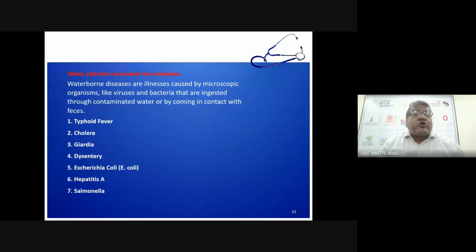The next is water pollution and waterborne diseases. This is a very long topic. So, waterborne diseases are illnesses caused by microscopic organisms like viruses and bacteria that are ingested, meaning taken in through food or contaminated water, or by coming in contact with feces.